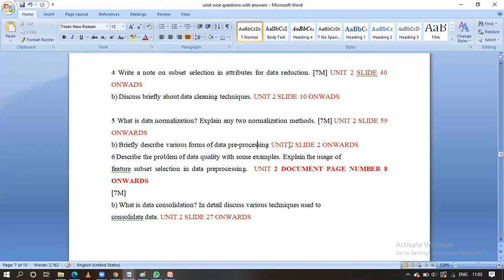Okay, the next one is various forms of data preprocessing. You have to write everything you have learned about data preprocessing. What are the things we perform: data transformation, data reduction, data integration, data cleaning. We have to write all of these here, and the diagram is also needed.